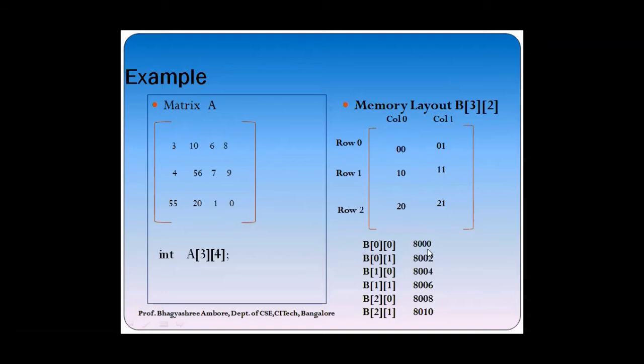If the starting address is 8000, every time it increments by 2 bytes. On a 16-bit machine, we consider that an integer occupies 2 bytes. Here also I have considered that an integer takes 2 bytes, so I have incremented by 2 every time.